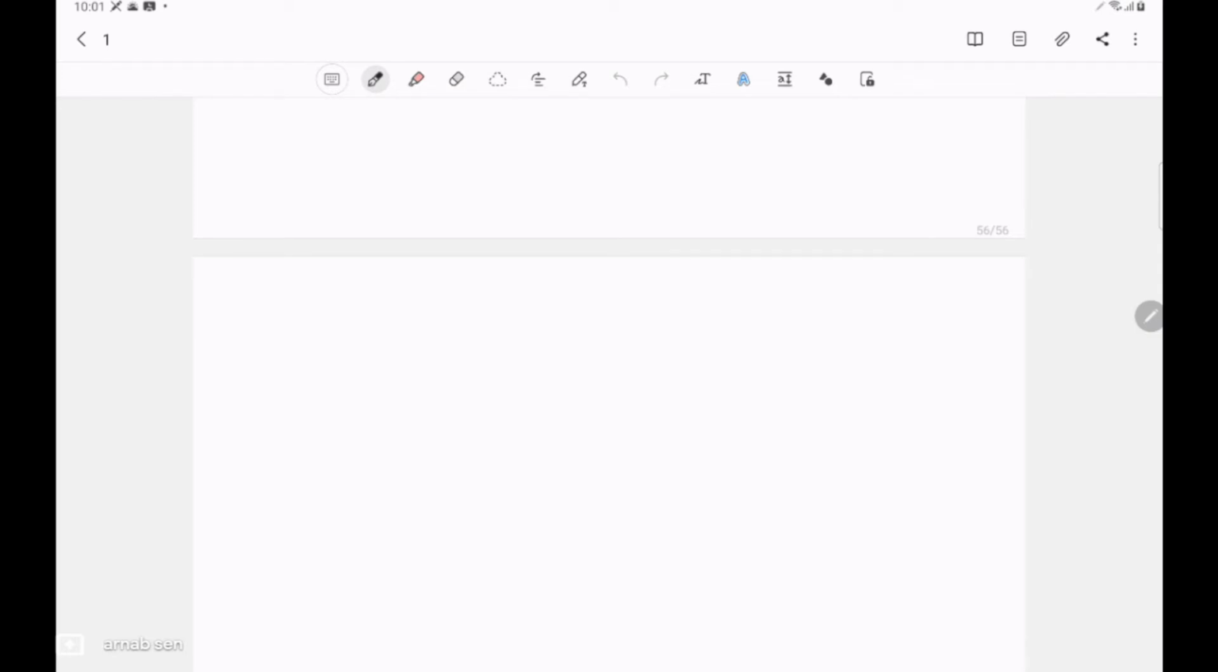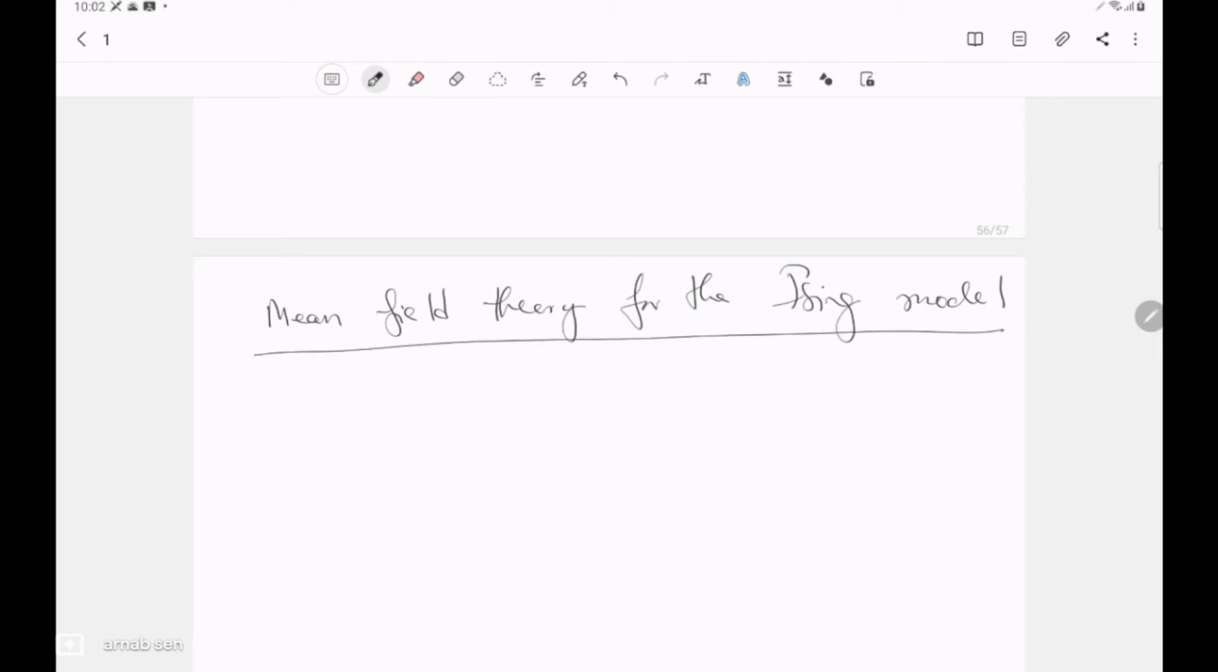So today we'll revisit this mean field theory for the Ising model. Right. So just to recapitulate some very simple points. All of you remember how we got to the mean field theory of the Ising model, right? And basically, then we got a free energy for this mean field theory.